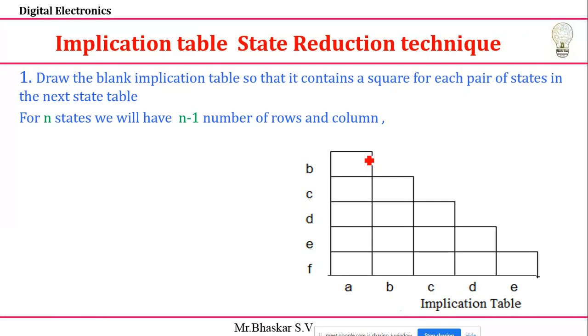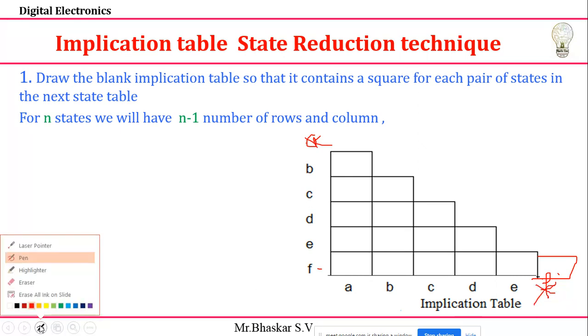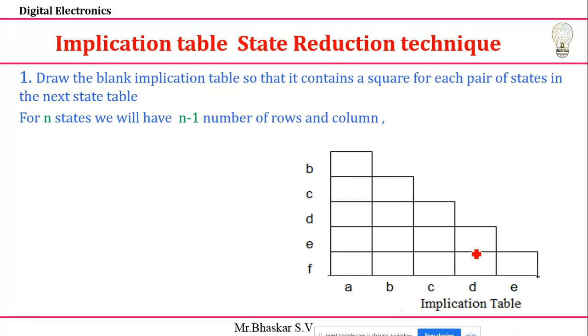Similarly, A I'm going to remove here, and now F is removed, because if I consider F to F, I can't write a relation here. So I'm not going to consider this F state. Remember, row-wise we are not going to consider the first state, and column-wise we are not going to take the last state. This is the table we need to write. This is called the implication table. We have 6 states, giving 5 rows and 5 columns.